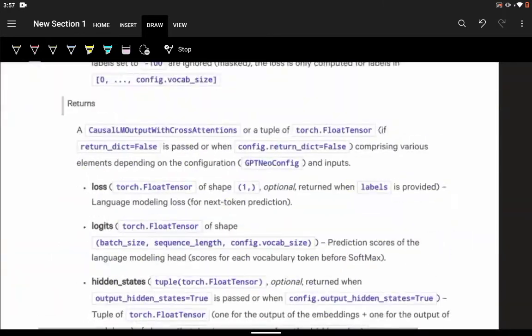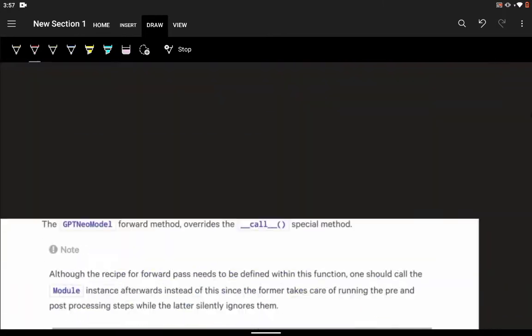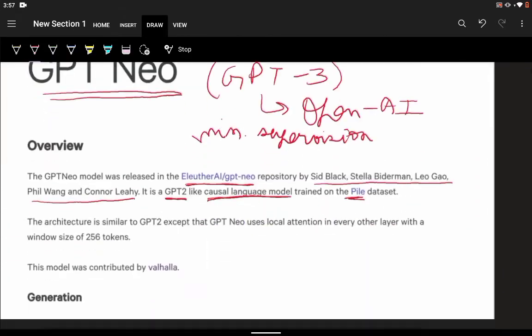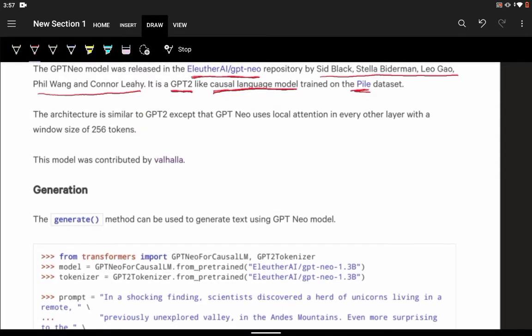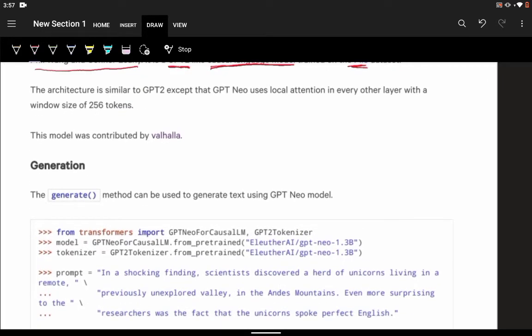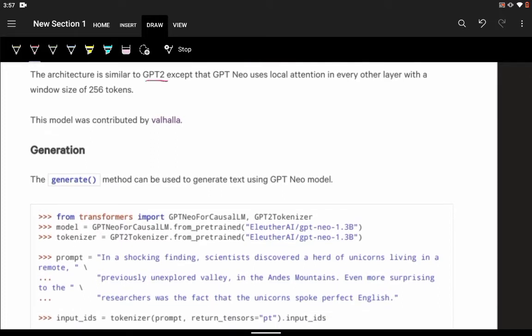So let's move back to the GPT-Neo documentation. This is the documentation given by Huggingface, so that is what we are going through, just to have a brief idea of what GPT-Neo is all about. Again, the architecture is similar to GPT-2, except that GPT-Neo uses local attention in every other layer with a window size of 256 tokens.